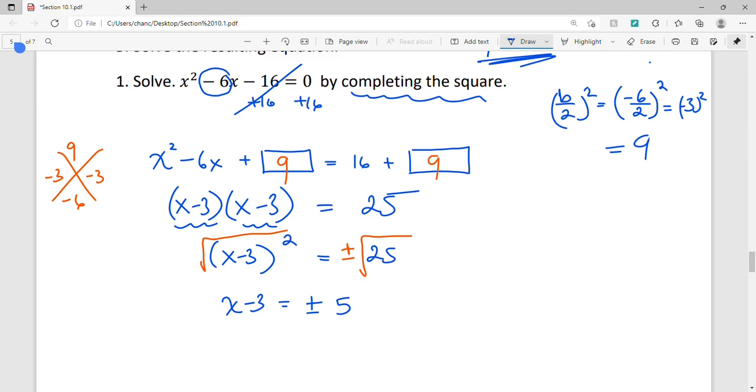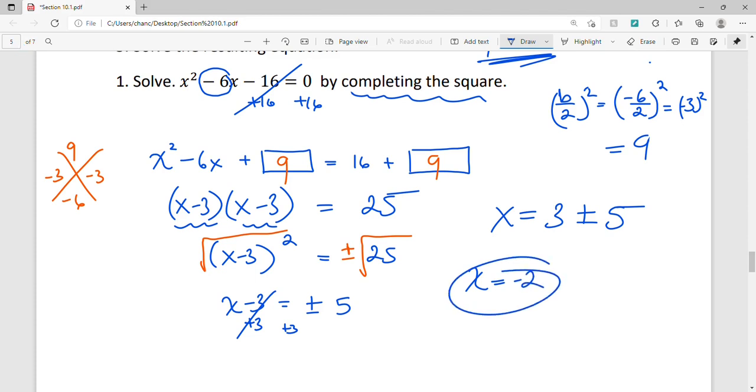And so I can now solve for x. Let's add 3 to both sides. So x equals 3 plus or minus 5. So we have two solutions. We'll do the 3 minus the 5 first. That gives me a negative 2. And then we'll do 3 plus 5. And so that gives us x equals 8. We have two answers, negative 2 and positive 8.